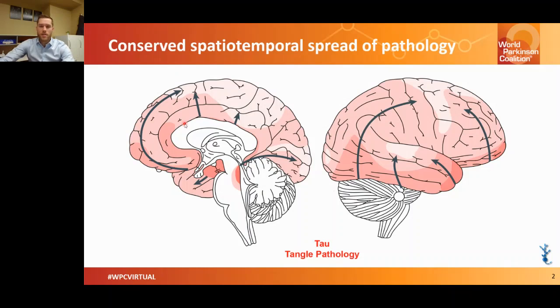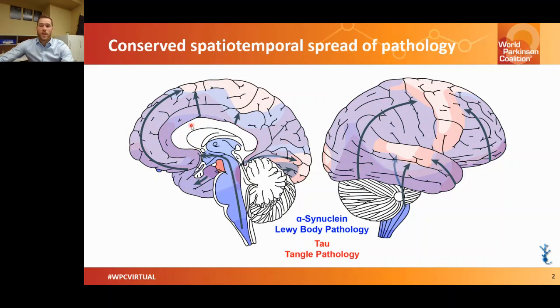If we overlay the spread patterns of these two pathologies, you can appreciate the purple regions that are affected by both pathologies. Other than the early brainstem predominant phase of Parkinson's disease, you can see the spread pattern of these two pathologies is remarkably well conserved. This suggests that there are conserved mechanisms governing the spread of alpha-synuclein and tau pathologies, and that by studying these spread patterns, we may gain insight into the progression of disease.